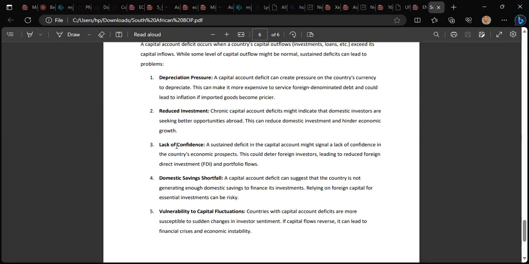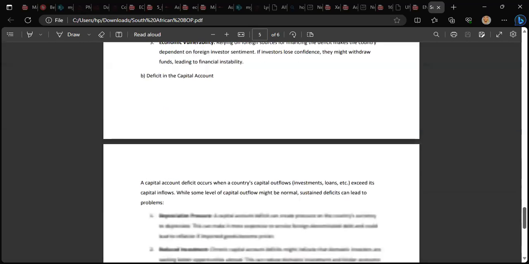And then lack of confidence. It's usually due to a lack of confidence when this happens, and lack of confidence generally leads to more lack of confidence. So it becomes a cycle, right? Domestic savings shortfall, and then vulnerability to capital fluctuations. That's what you definitely get there. All right.